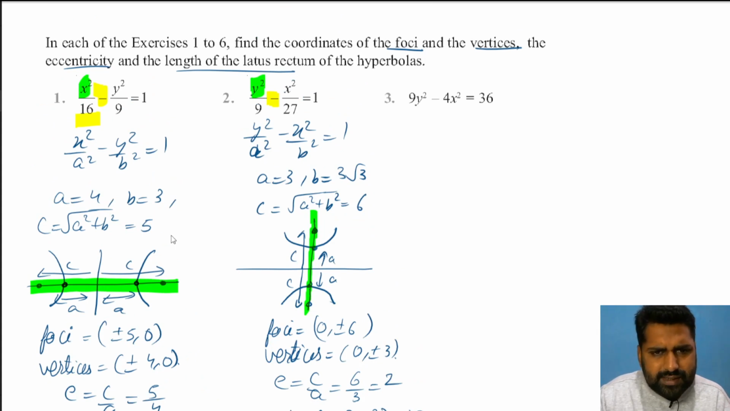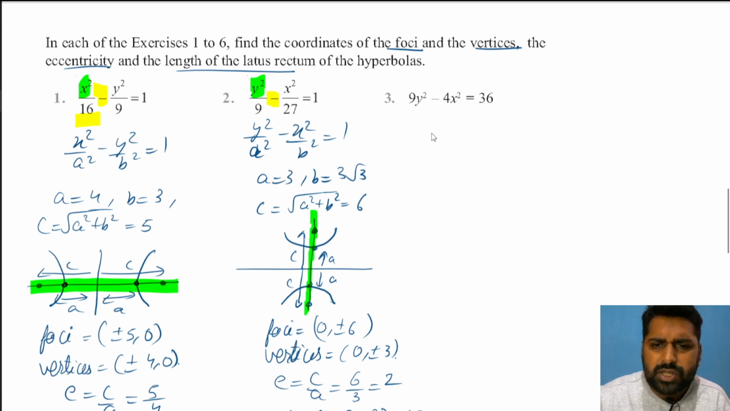So the first two questions are pretty much straightforward. Just remember to understand in this order, so it makes it simple. First, decide whether it is a hyperbola or an ellipse. Second, decide which is your transverse axis, the axis on which this hyperbola will be drawn. Then you should know A, B, C, and accordingly you will answer everything else. First, find A, B, C.